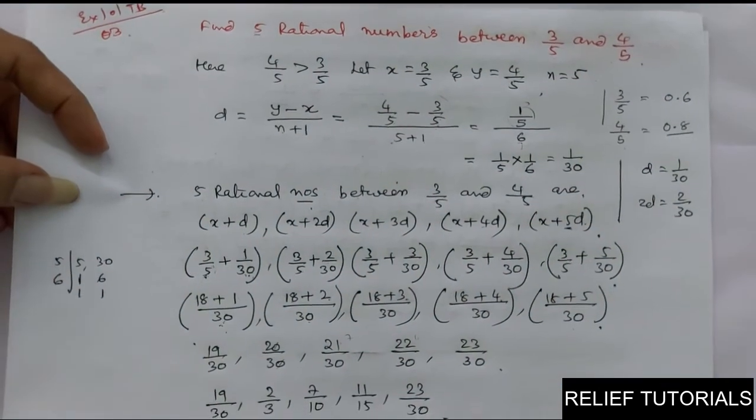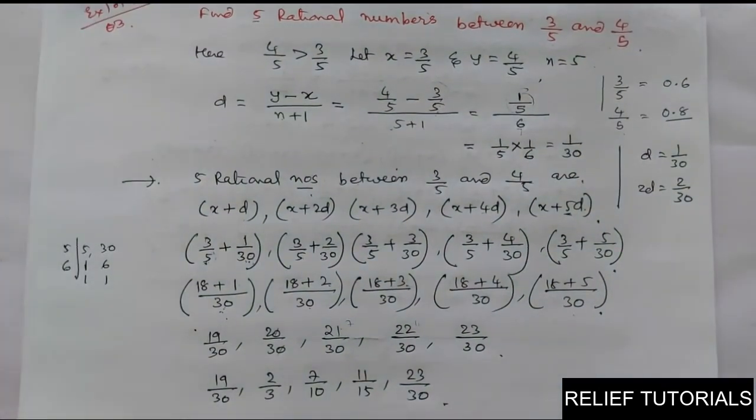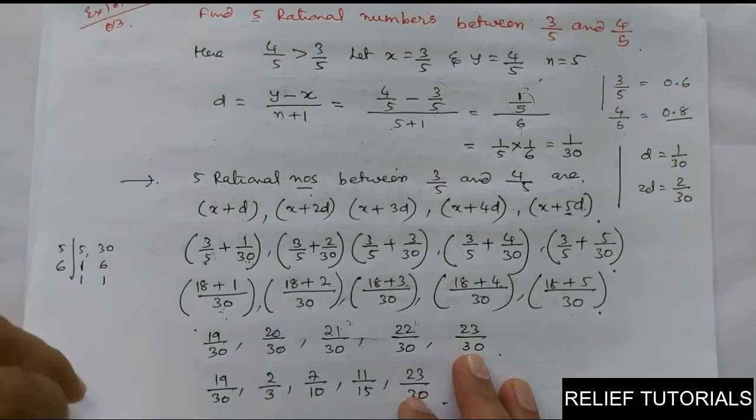Have you got it, friends? In this way you have to find the rational numbers lying between two numbers. Clear? So I hope you understood this. Same thing, we will do one more problem. See, very easy problem.